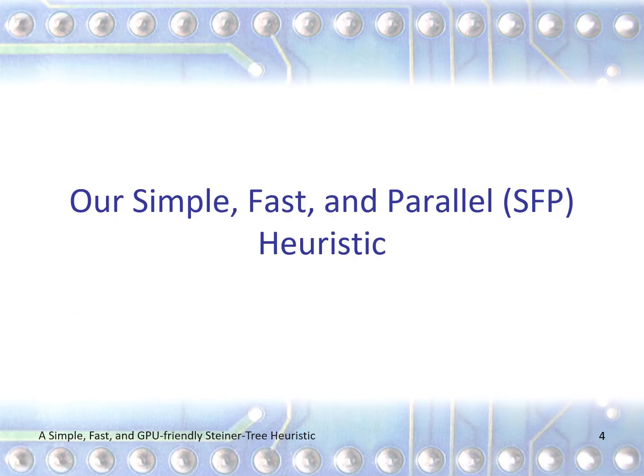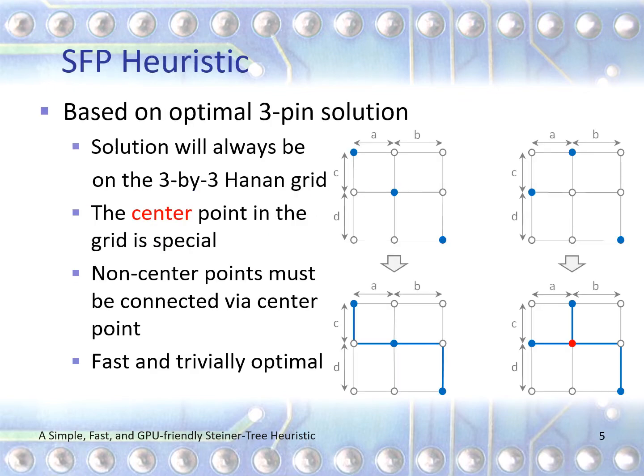Now I will introduce our simple, fast, and parallel heuristic, hereafter called SFP. You can see a diagram showing a Hanan grid on the right side of this slide. Our SFP heuristic is based on the observation that the center point of any 3x3 Hanan grid is always either the only Steiner point, as shown on the right, or already a pin in the net, as shown on the left. In both cases, the solution is to directly connect the non-center point pins to the center point.